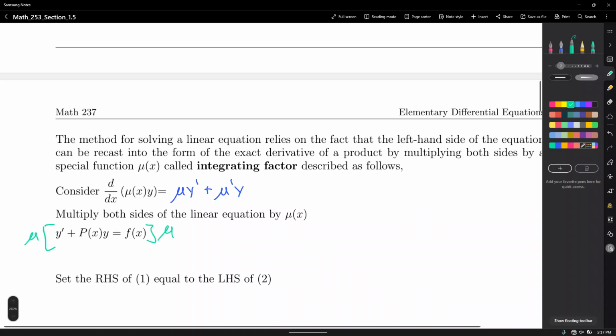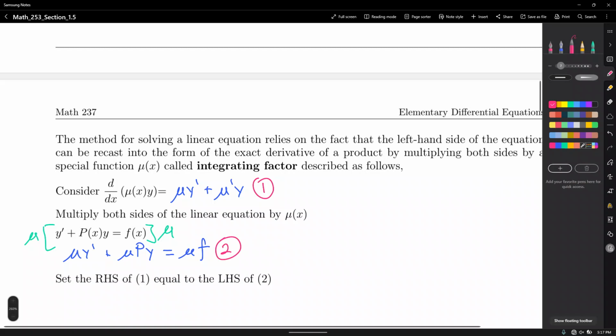Okay, that's going to give us what? Oh, by the way, I would like to label this as 1. So that's going to be equal to mu y prime plus mu p y equals mu f. Okay? I would like to call this number 2.